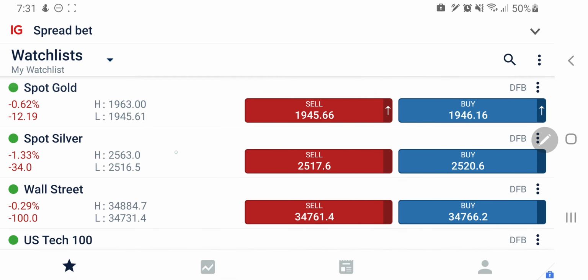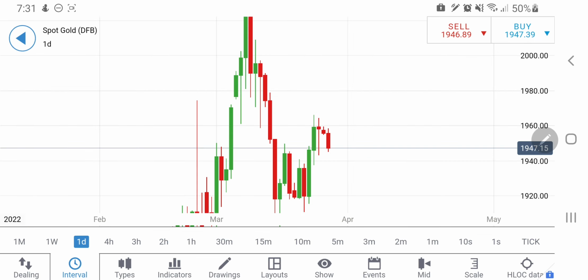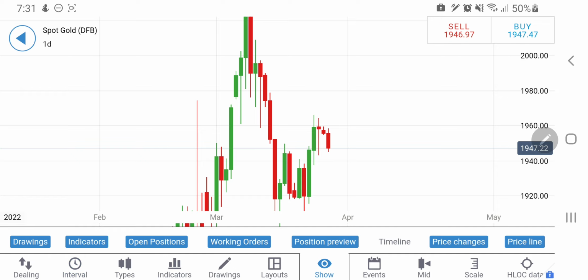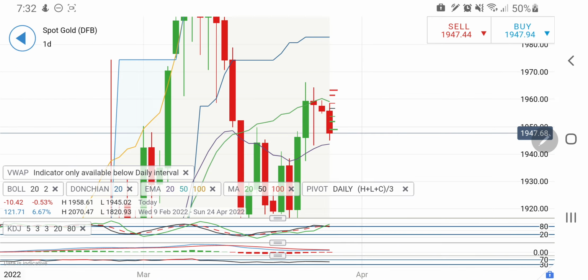Now let's start the day with gold first. See, this is the daily chart for gold, and let me turn on the indicators also at the same time. On this you can find the 20 period moving average. It's situated at around 1960 levels, and if it breaks 1960 today, yes, you can go long there.